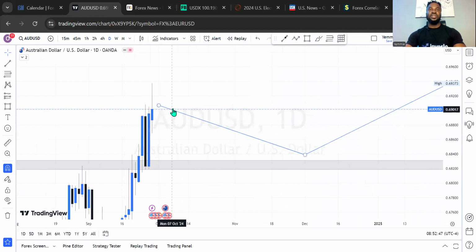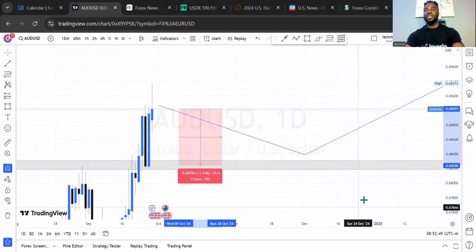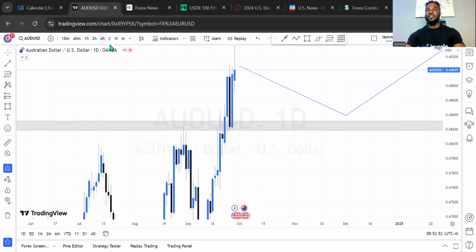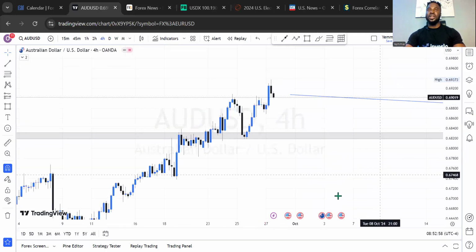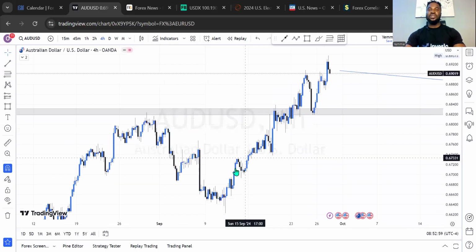So basically, I'm still expecting this market to dump a little bit, about 70 to 80 pips on average on the daily time frame, for us to have a buy opportunity. And on the 4-hour time frame, which is the last time frame I'll be talking about on AUD US dollar, you can see clearly that the market has been creating a series of breaks of structure and a series of higher highs and higher lows over time.